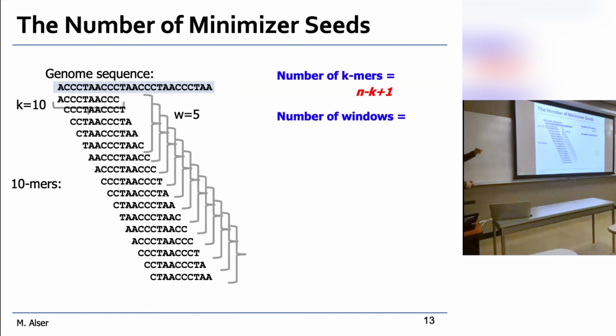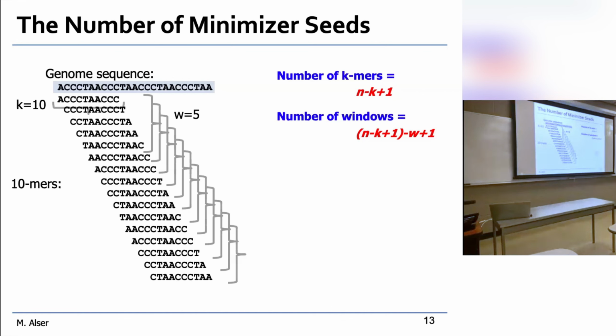This number, the entire thing, is here, minus w, because toward the end, we don't want to have w overlapping windows, plus 1, because we have the last one, okay? Which is this number: n minus k plus 1 minus w plus 1, okay? You could do the math, of course: n minus k minus w plus 2. And that will be the total number of windows.